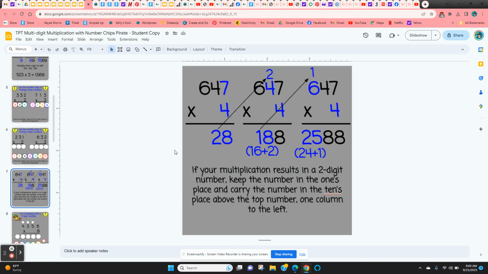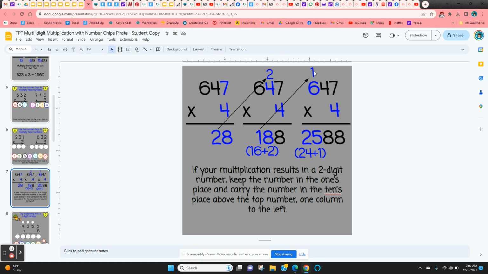When they get to slide 7, they're shown what to do when they get a 2-digit product. So here, if we multiply 4 times 7, we get 28. Well, we're going to leave the 8. The 2 is going to move to the column to the left above that number. So when we multiply 4 times 4, we're going to get 16 and then add that 2. So 16 plus 2 would give us 18. The 8 is going to stay there.